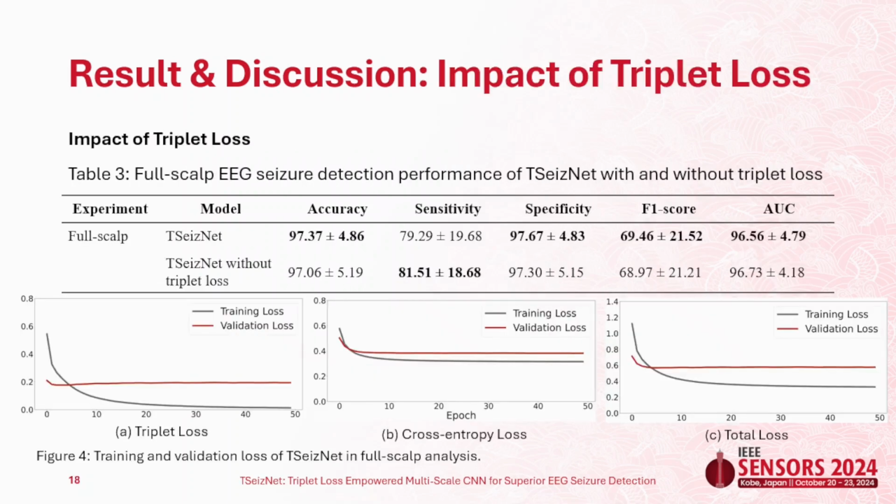And next, I also investigate the impact of triplet loss by performing seizure detection using TSeizNet with and without triplet loss. The upper one is our proposed method, which has triplet loss. You can see that there is a drop in performance in every metric except for sensitivity. And the lower half is a plot of training loss and validation loss of triplet loss, cross entropy loss, and total loss. It is clear that triplet loss allowed the model to converge later, as it allowed the model to form more complex decision boundaries.